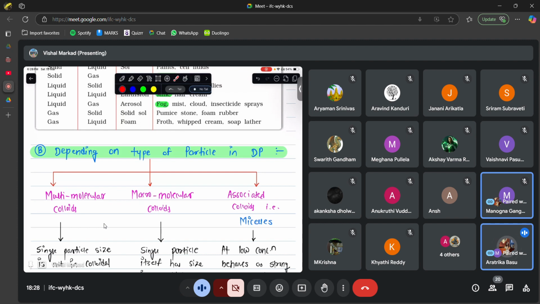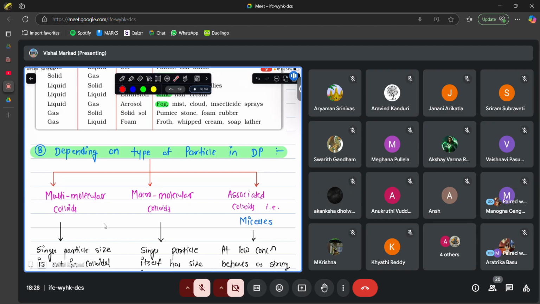Colloidal size is from 1 nanometer to 1000 nanometer. Now let's suppose one particle is there whose size is 0.1 nanometer. Can I consider it as colloid? It is 0.1 nanometer. No, sir.